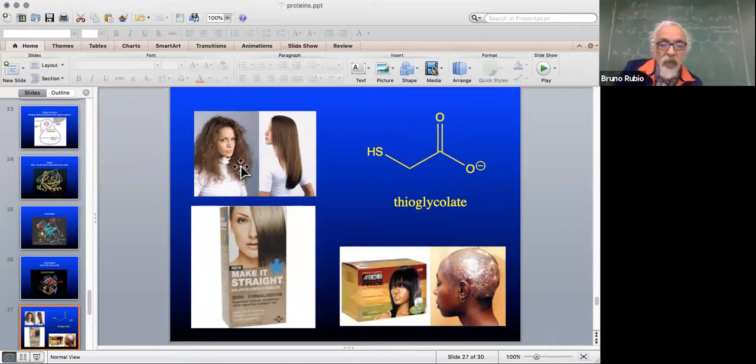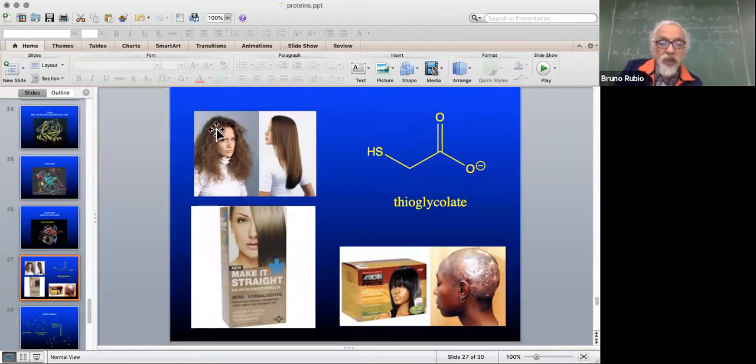And what this product has is this thing, thioglycolate, and this destroys the disulfide linkages. So suddenly you've gone from curly hair to straight hair temporarily because all of those disulfide bridges have been destroyed.